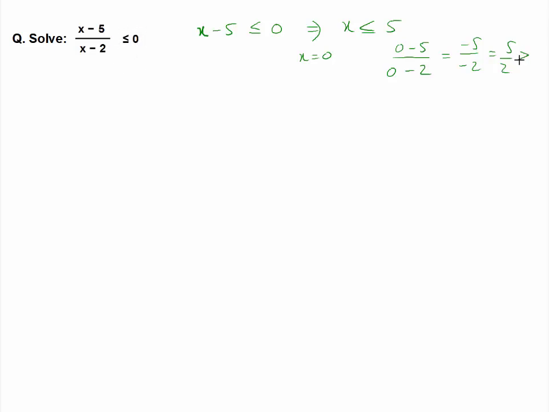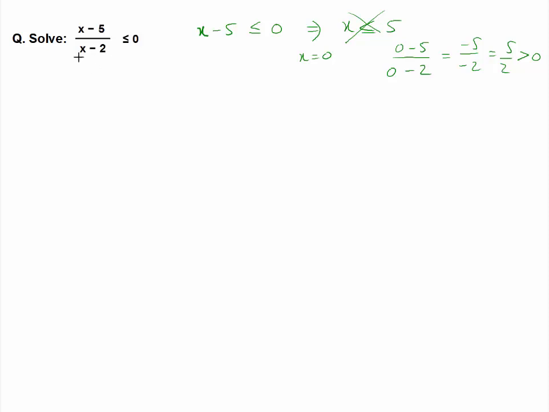This is in fact greater than 0, meaning positive. So therefore, not all values of x given here satisfy this condition. Therefore, this is not the solution. The step which goes wrong here is that when you cross multiply x minus 2 to the other side, we do not know whether it is positive or negative. So we cannot cross multiply. So let's see how to proceed in this.